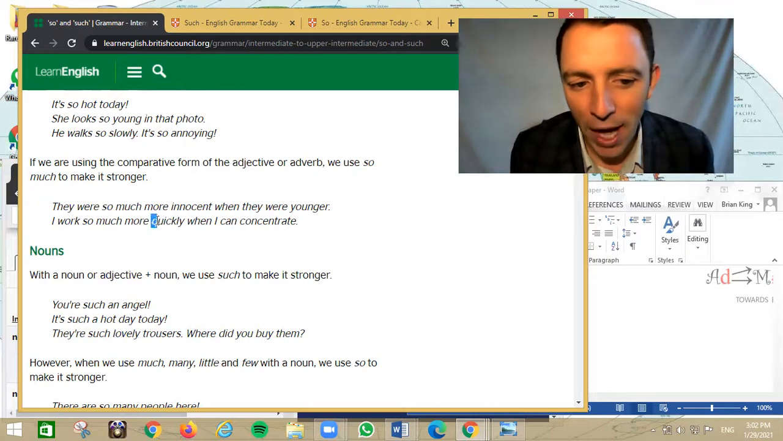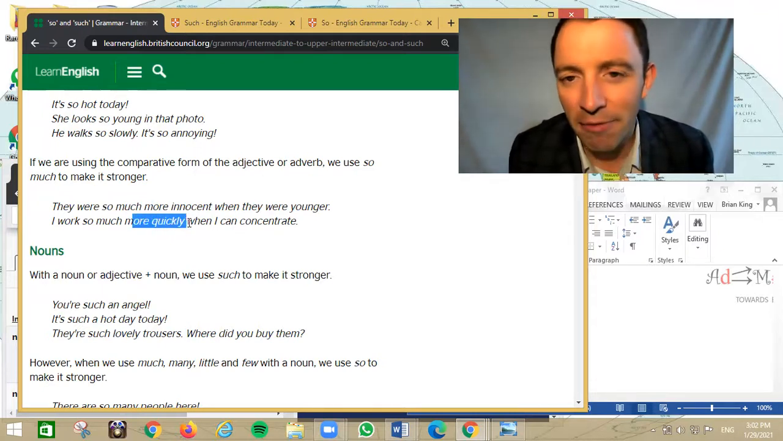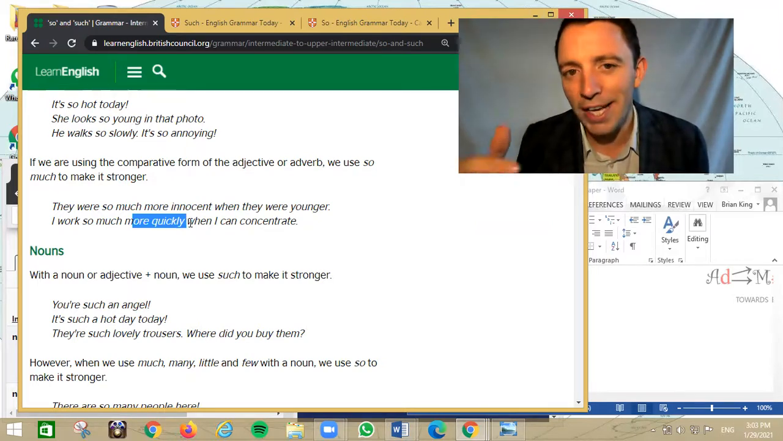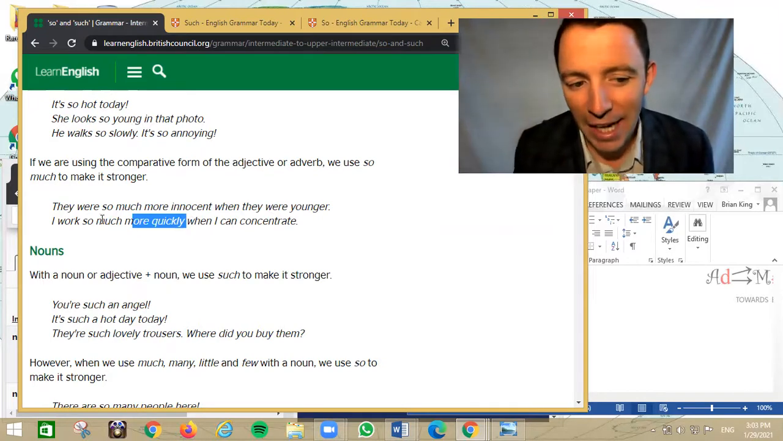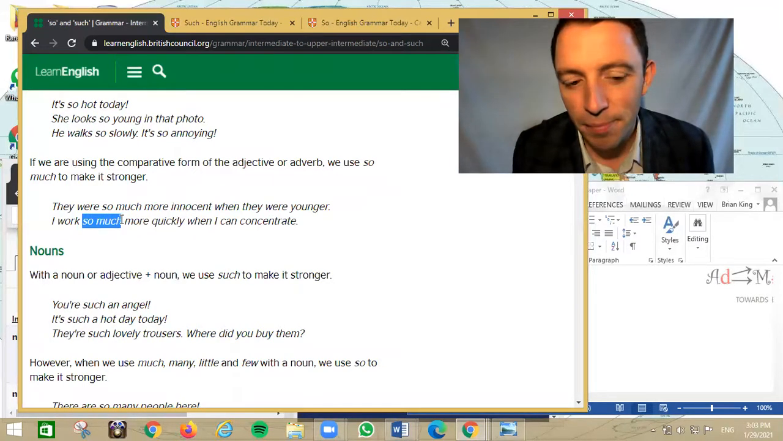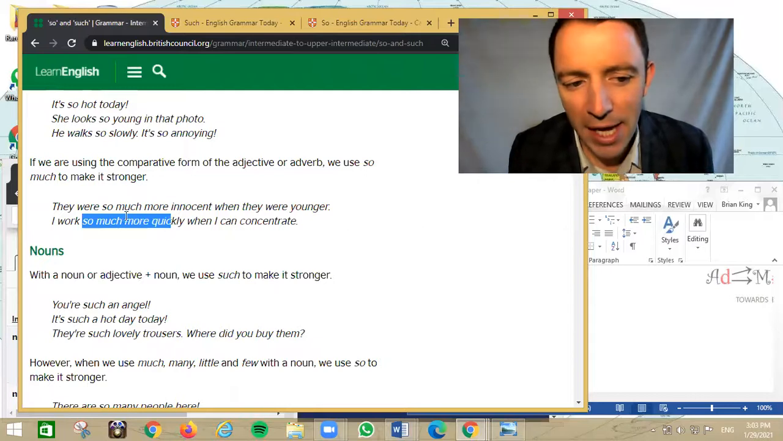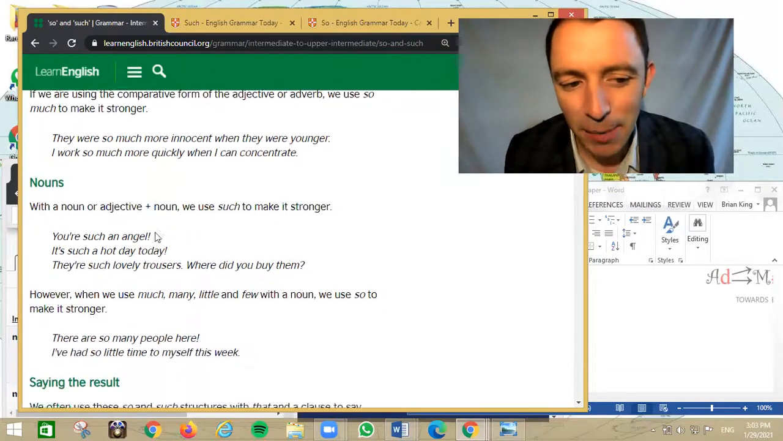And here we have the comparative adverb. To do something more quickly than another person, comparative adverb. And in that case, it's the same: "so much more quickly." So, a little technical, but that's the explanation.